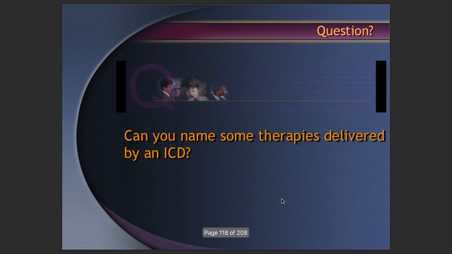So about the automated therapies, what are the therapies? Can you name some therapies which are delivered by an ICD?